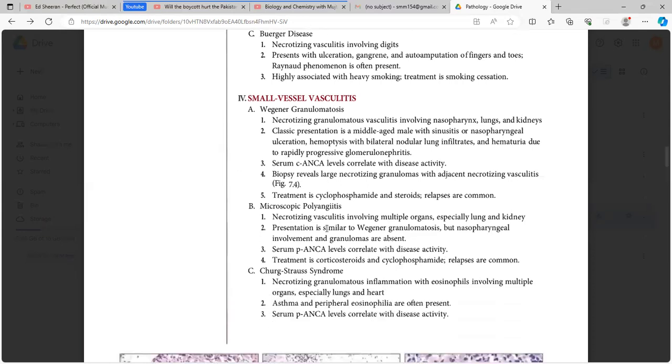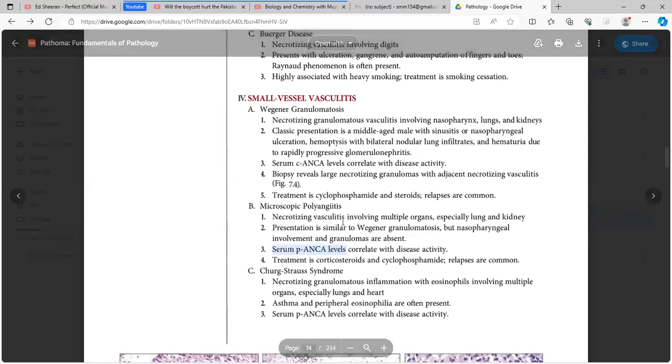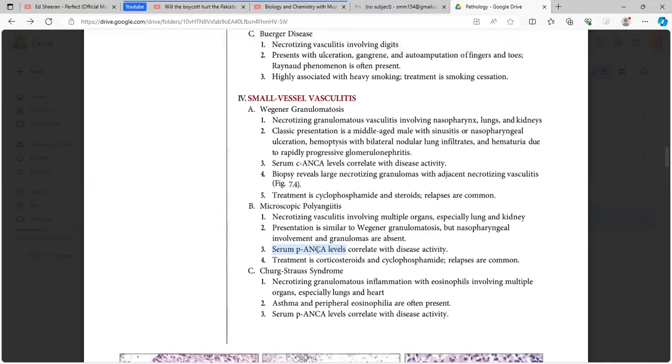Now, in the other two cases, microscopic polyangiitis has a similar clinical manifestation. However, the only difference is that unlike serum C ANCA, serum P ANCA will be positive in microscopic polyangiitis. You can see that it resembles the name polyangiitis, and the serum marker correlates with it. Now, unlike Wegener granulomatosis, granulomas will be absent in it.